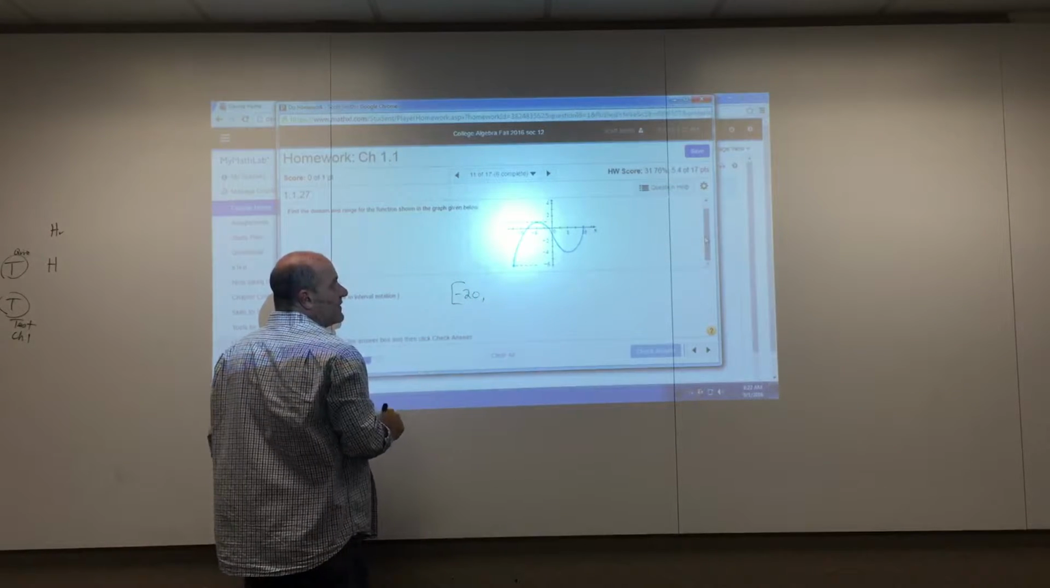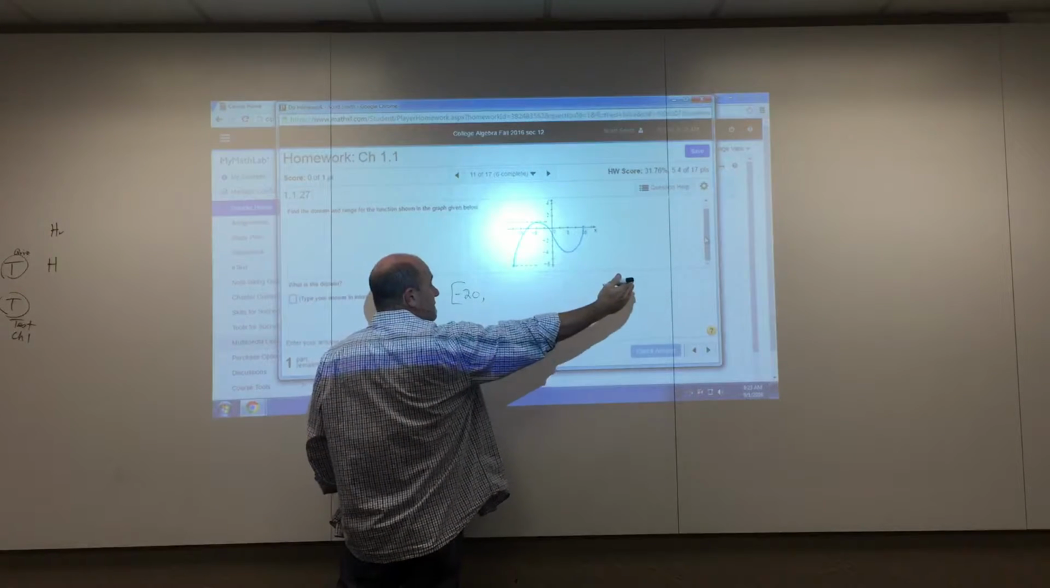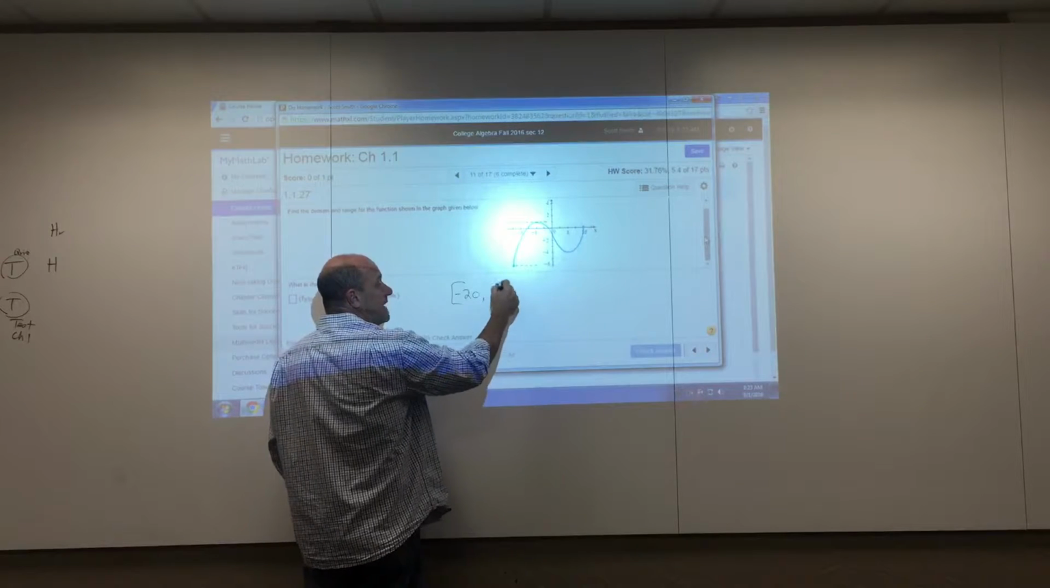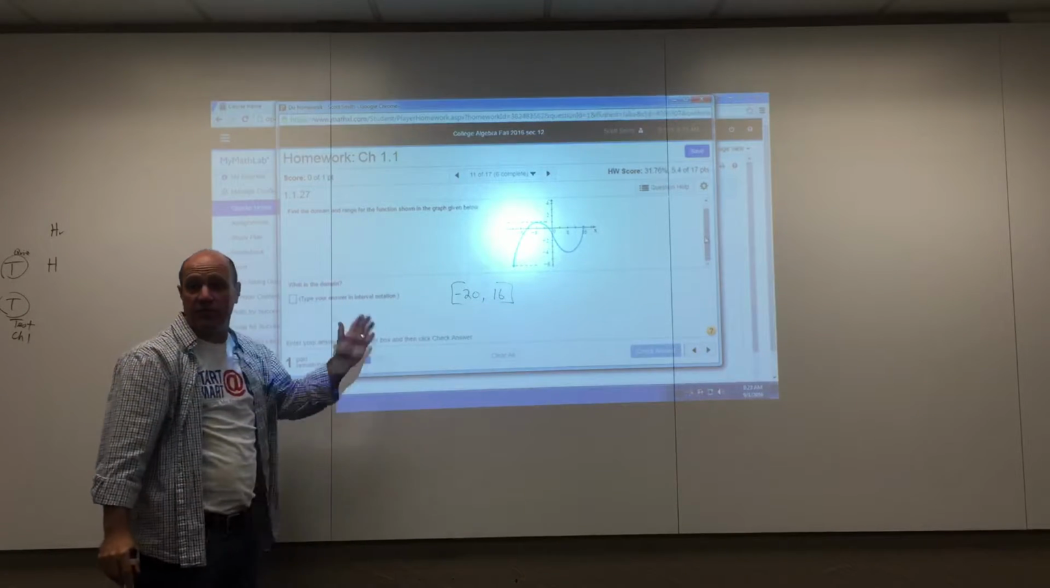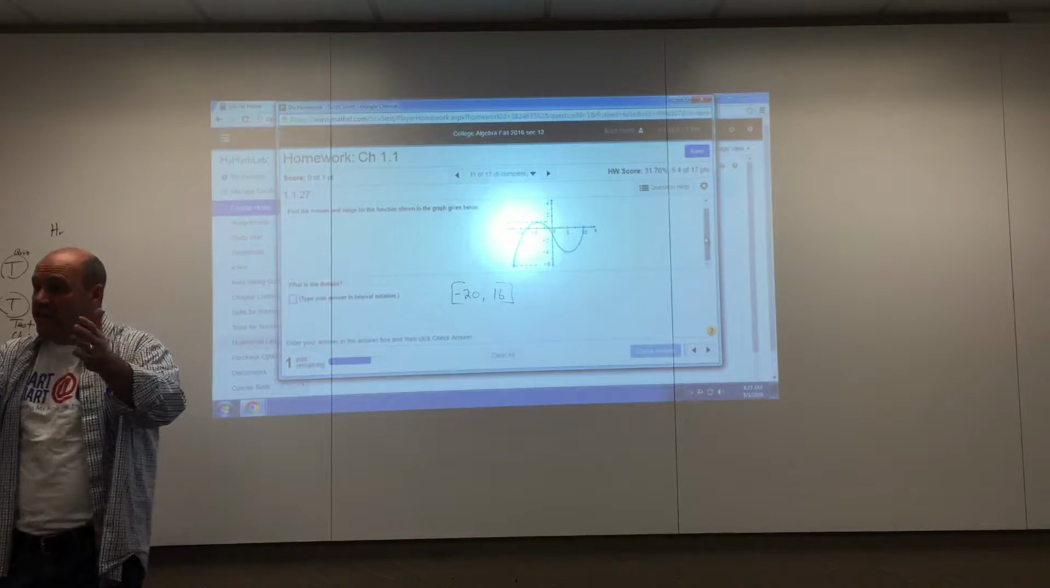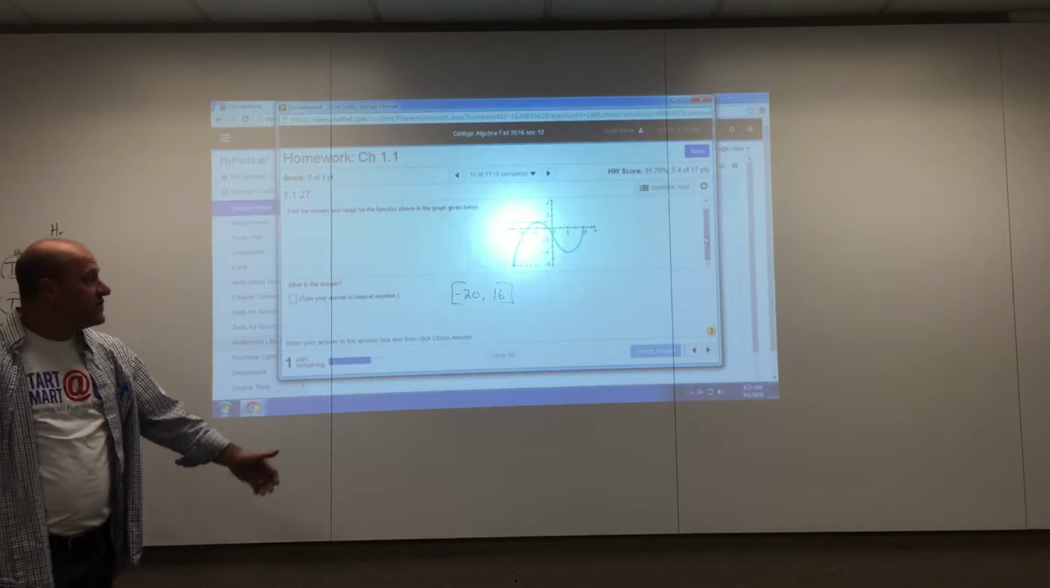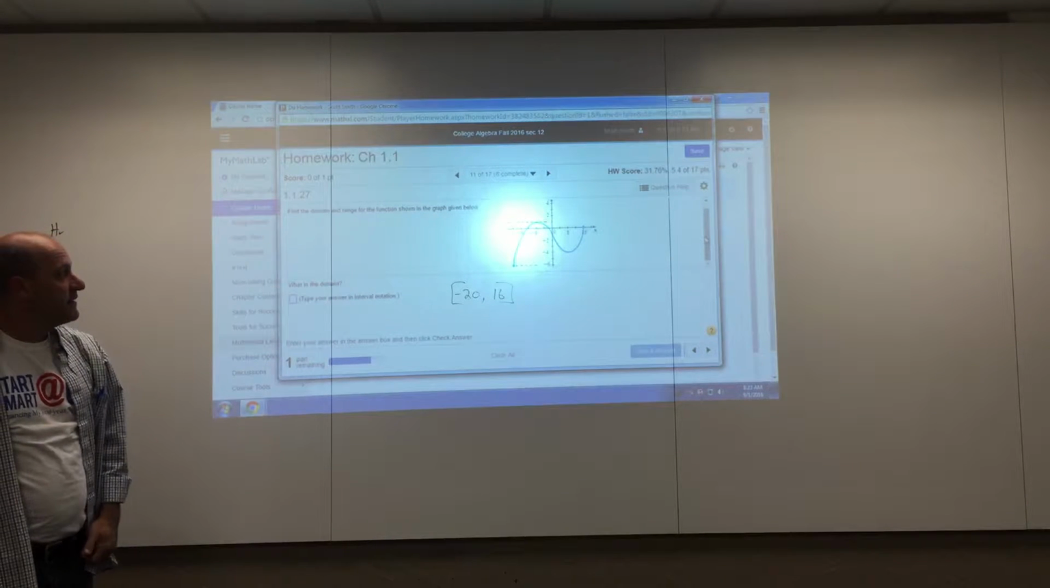That's the furthest left it gets, and it goes all the way over to 16. Yeah, that's the left and right. The furthest left and right is my domain. And this would be an interval. It'd be all those numbers from -20 to 16.